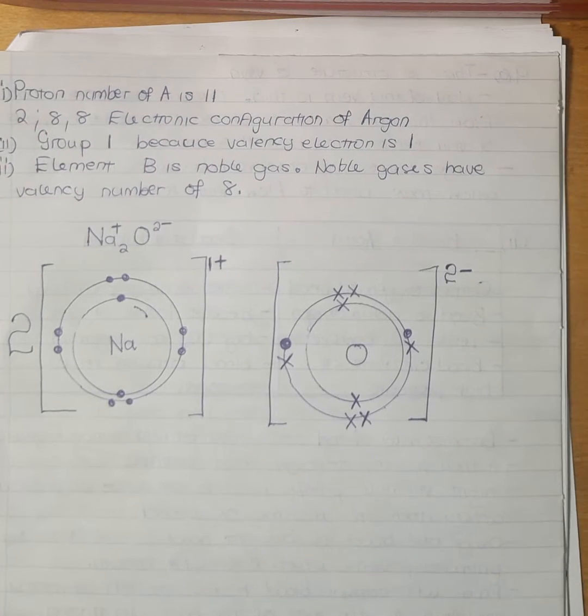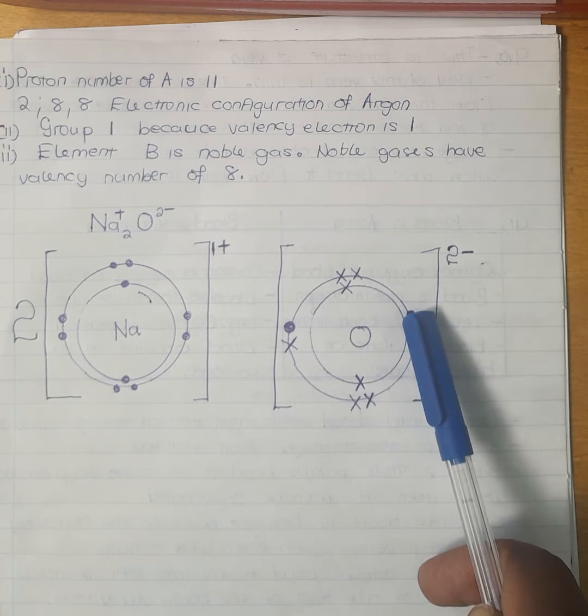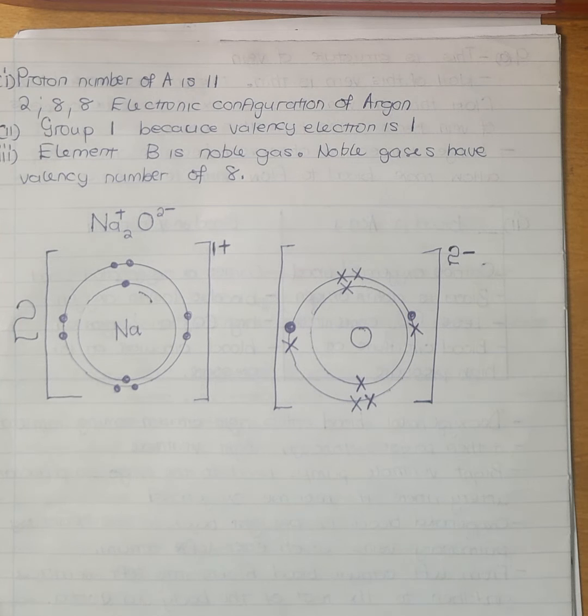So this is a dot and cross diagram of sodium oxide. We are indicating that we need 2 sodium ions, 2 sodium elements. They are going to donate 2 electrons, so that we have 2 Na+, and 1 oxygen requires 2 electrons for it to become stable. So these are the 2 electrons that have been donated by 2 sodium ions. So this is the dot and cross diagram of sodium oxide.